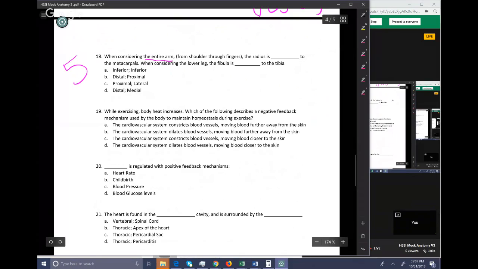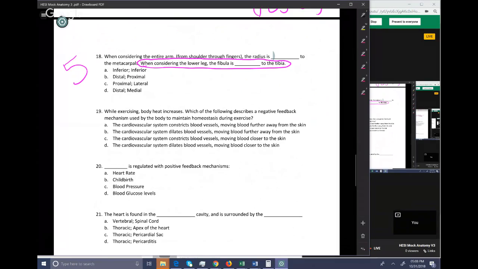So when considering the entire arm from shoulder through fingers, they want to know, how does the radius compare to the metacarpals? You might have thought either one of these 2 blanks was the easier one. Personally, just like I did when we had radius and ulna, I would start with lower leg, because there's literally only one way you can describe the fibula and the tibia relating to each other. So I'll answer the second blank first. If you're opposite from me on these, as long as my explanation is making sense to you, but you did it flip-flopped, that's completely fine, and you'll get the same result as far as how much you'll be able to eliminate.